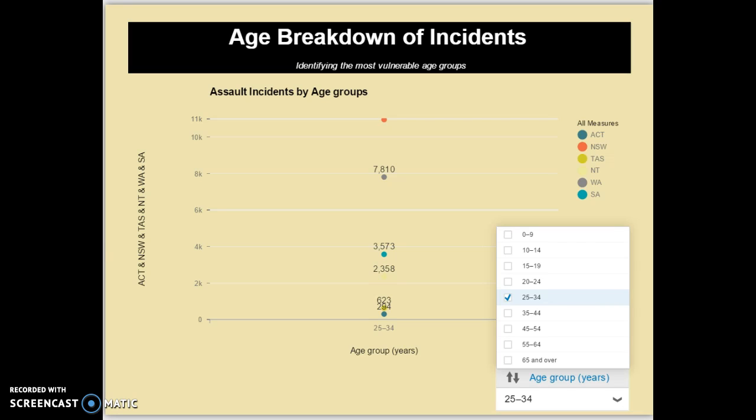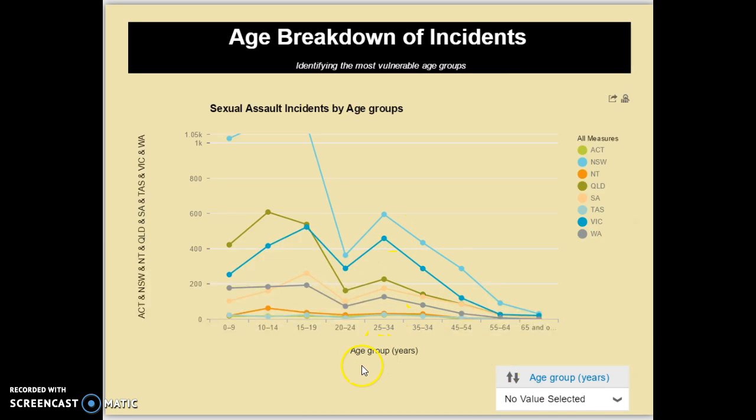And then we decided to do research on the age groups when it comes to sexual assaults. Here there's an interesting variance from the previous graph, where there was only one clear age group, which was 25 to 34, which is also of a high count in this graph as well. However, interesting to note is that when it comes to sexual assault, younger age groups are also equally targeted, especially in the state of New South Wales, where the numbers are alarmingly higher than any other state.